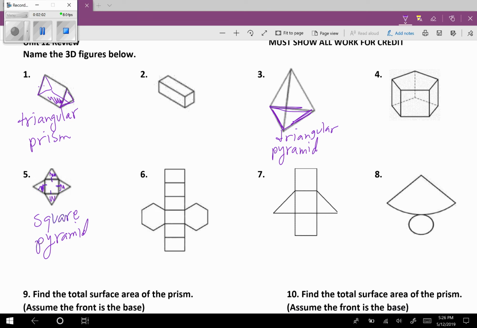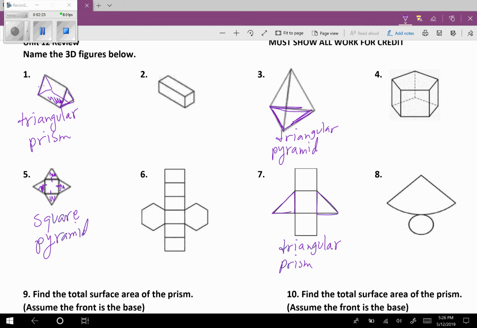All right, next one, number 7. Okay, again, you see we have two of this one kind. Okay, and then the rest of them are rectangles. So this is a prism. Okay, but what are these two shapes? It's a triangle, so it's a triangular prism.